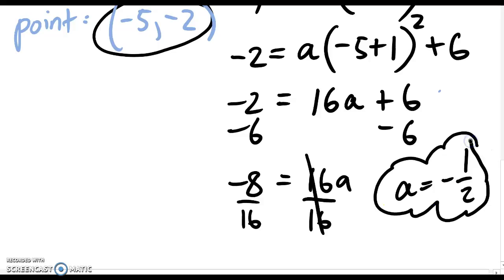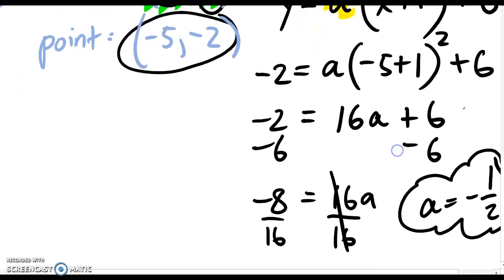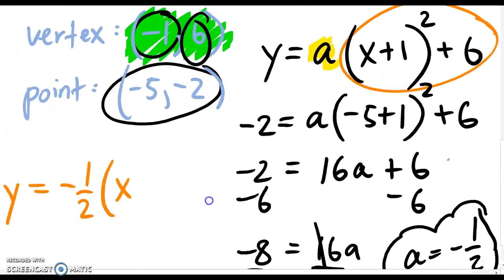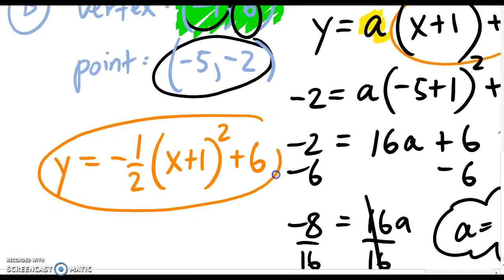Now that I know the a term and I know my h and k vertex, I can go back and write an equation. So y equals an a term of -1/2 times x, the original, because our vertex was (-1, 6), so (x plus 1) squared, plus 6. And that's the equation that fits that information. Simple as that.